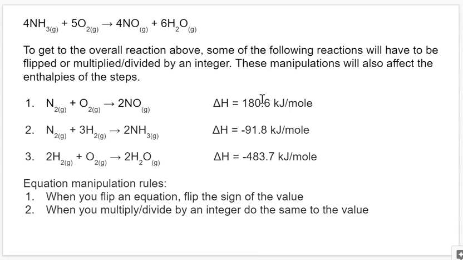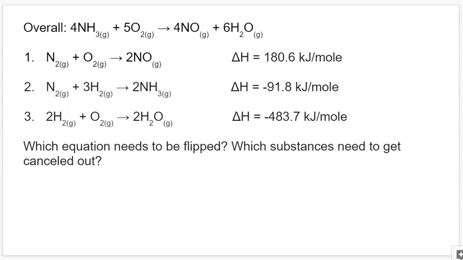Like a reaction that's going to absorb a bunch of energy, if we were to look at that reaction backwards, it's going to release a bunch of energy. And also, if we multiply or divide everything in the equation by an integer to get the right number of moles of something, the right coefficient, we're going to have to do that same mathematical manipulation to the enthalpy as well. So let's start working on this. It's kind of like solving a little bit of a puzzle.